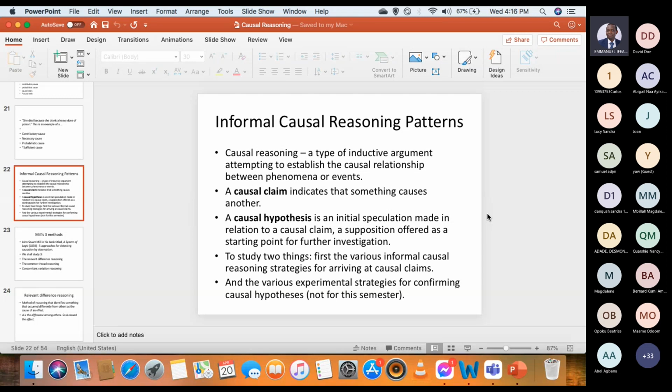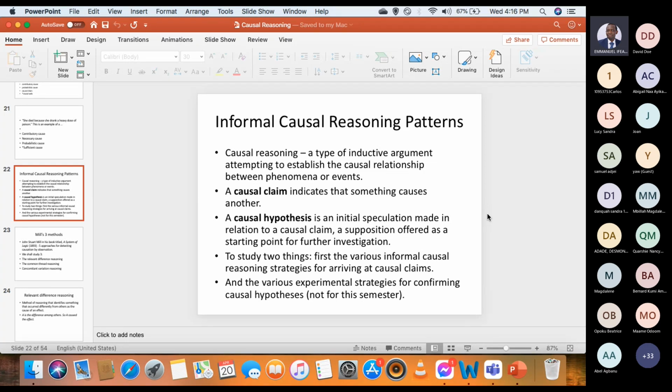Now, causal reasoning is a type of inductive argument attempting to establish the causal relationship between phenomena or events. So, causal reasoning is focused on causal relationships. A causal claim indicates that something causes another. That's a causal claim. Then, a causal hypothesis is an initial speculation made in relation to a causal claim, a supposition offered as a starting point for further investigation. That's a causal hypothesis.